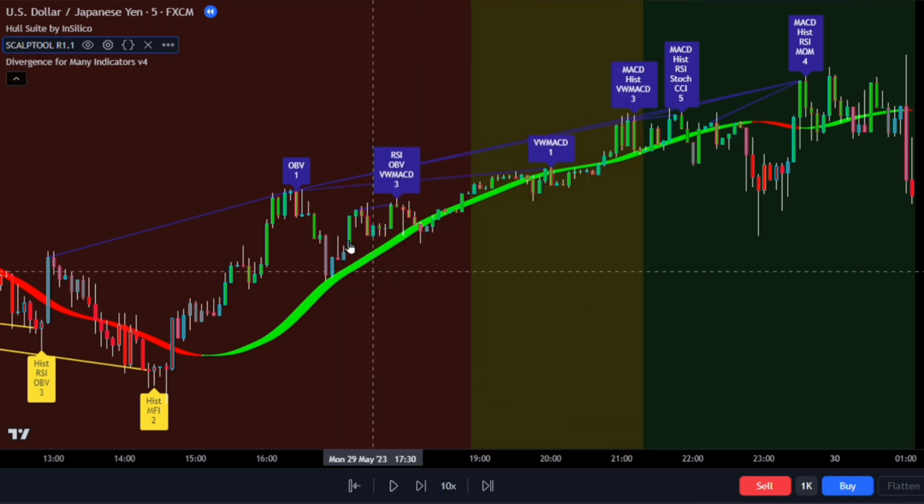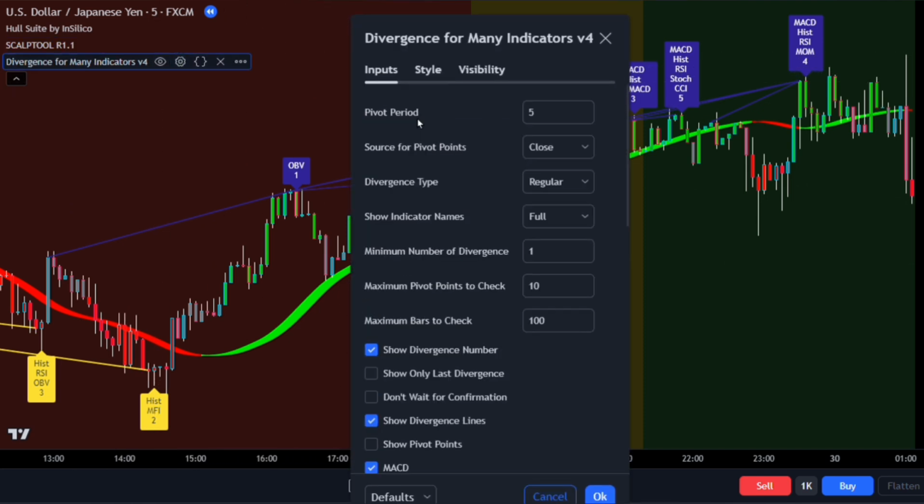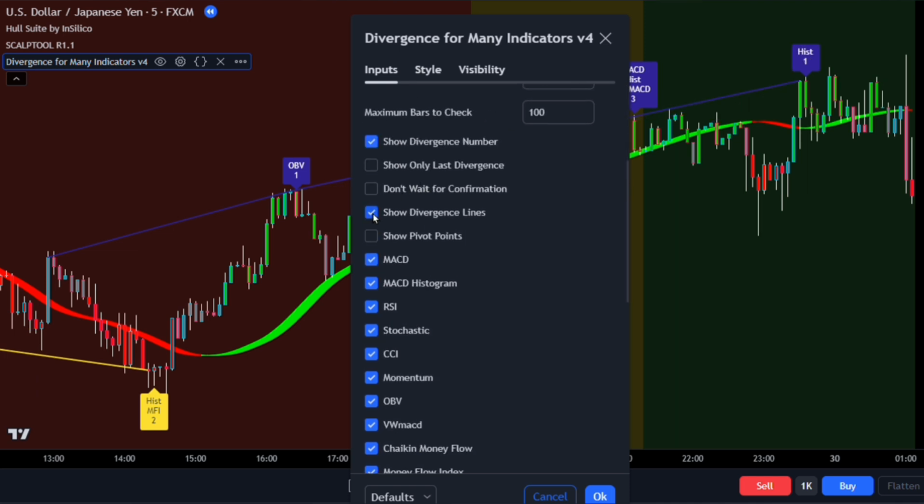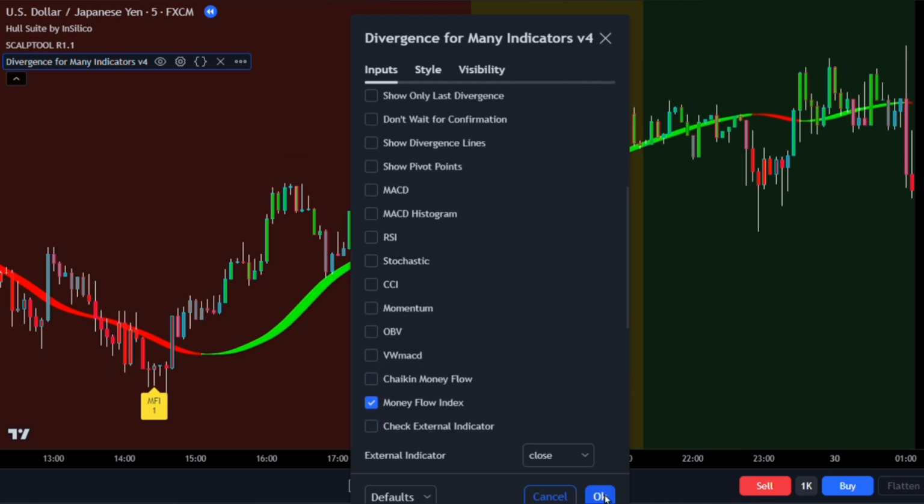Now, let's focus on the divergence indicator. Double-click on it and change the pivot point to 9. To keep things clear, uncheck all other options except for show divergence number and money flow index.